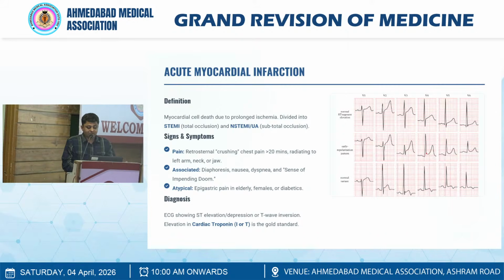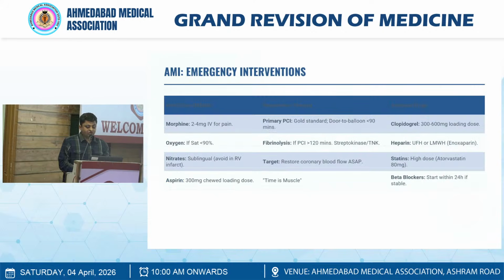MI, signs and symptoms: pain with associated symptoms, diaphoresis, nausea, dyspnea, sense of impending doom. Atypical presentation, epigastric pain in elderly, females or diabetics. Diagnosis: ECG shows ST elevation and T wave inversion; it is the gold standard. Primary: clopidogrel 300 to 600 milligram loading dose.